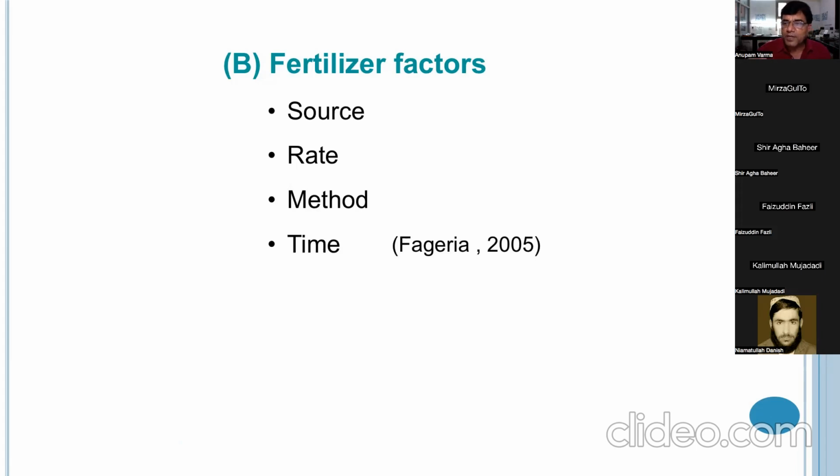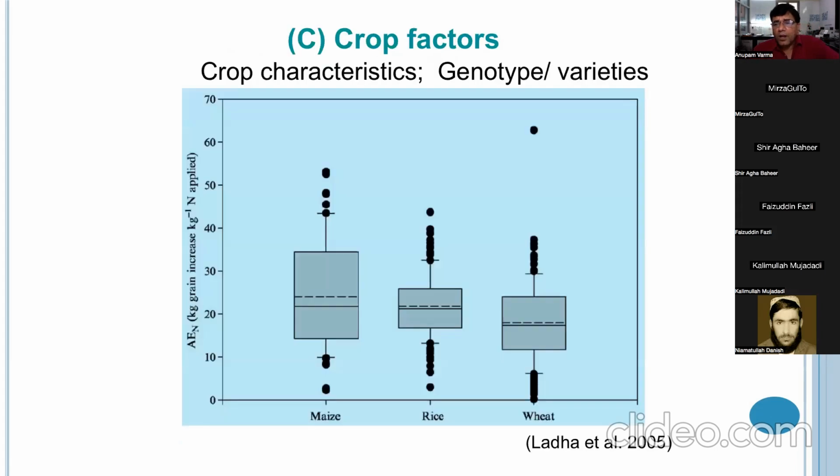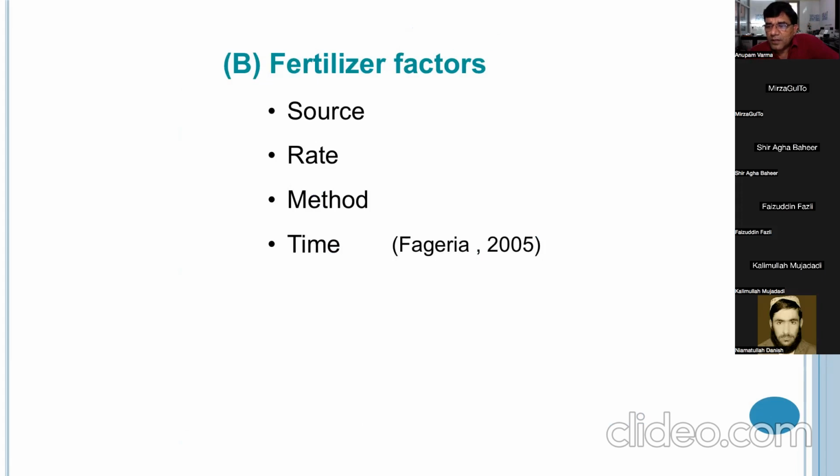Similarly, the rate of application should be the optimum rate. Method and time of application are more or less the same. Mostly P and K fertilizers should be applied as basal application, and urea should be applied in 2 to 3 split applications. So this is fine now. Now, besides the soil factor, the type of fertilizer can also affect.